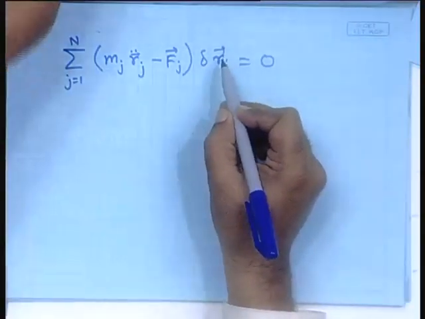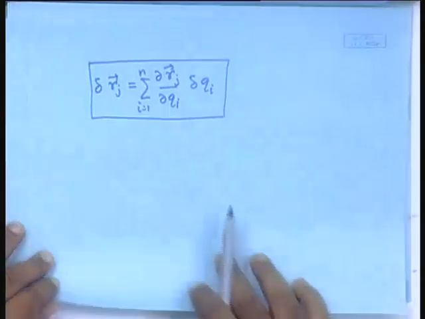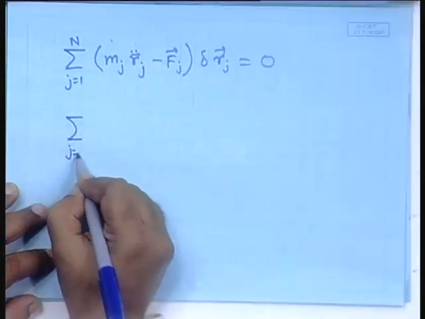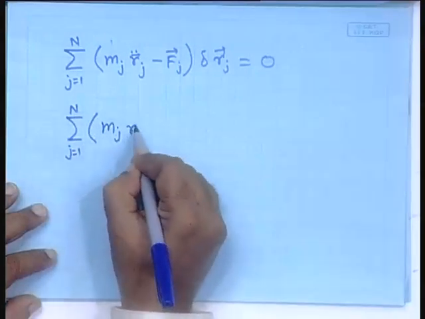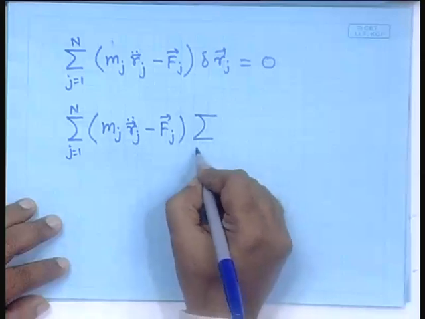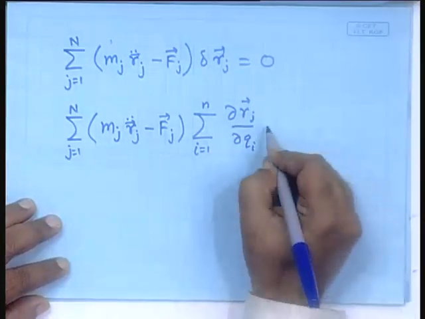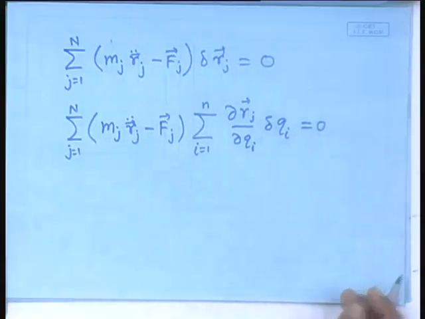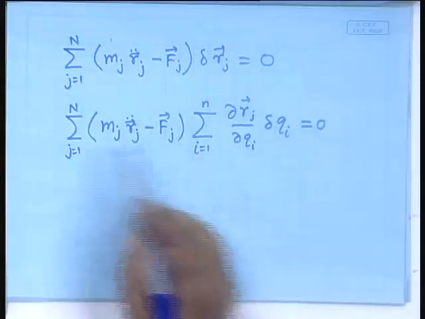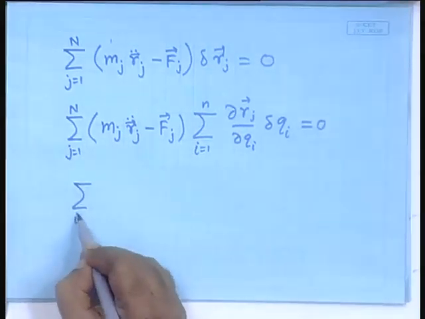Now, we have obtained something about how the generalized admissible motion transforms. We obtained that, and that is what we need to substitute here, the first step. So, we substitute what we have. You can also substitute on your copies. Sum over j of m j r double dot j minus f j, a vector, times all this stuff, summed over I equal to 1 to n. I have just substituted this. Now, there are two summations here, and it is immaterial in which order you sum them. So, we bring this summation over I forward.